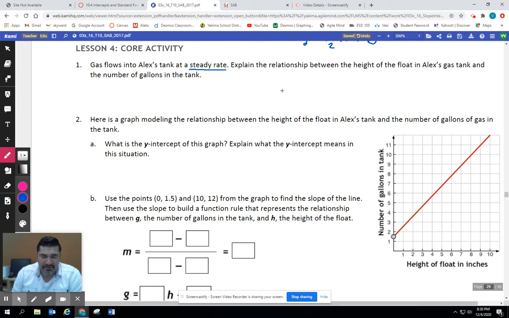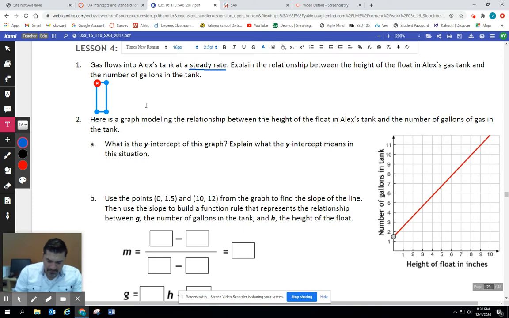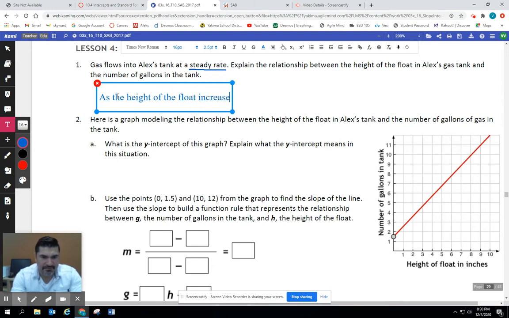tank. Okay, so if you have a float in the tank, the more gas that you have in the tank, the higher the float is going to be. So we're going to go ahead and write that out. We're going to write as the height of the float increases, the number of gallons in the tank increases.